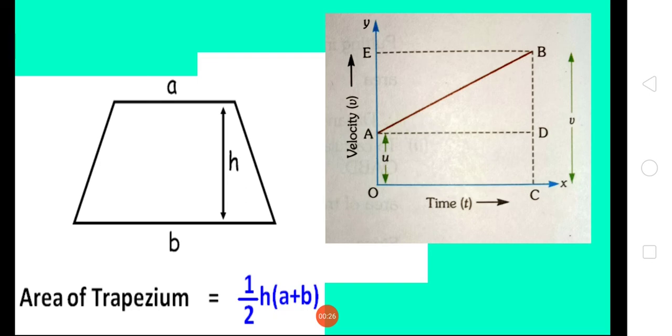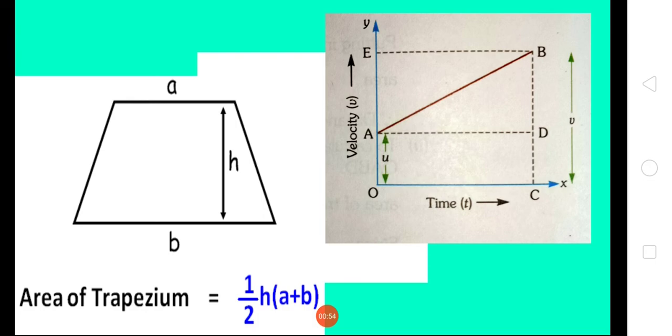of a trapezium. If you see at the left hand side, there is a trapezium, and A and B are the parallel sides and h is the distance between the parallel sides. So the area of a trapezium can be calculated using the formula half into sum of the parallel sides into distance between the parallel sides. So half into h into a plus b.